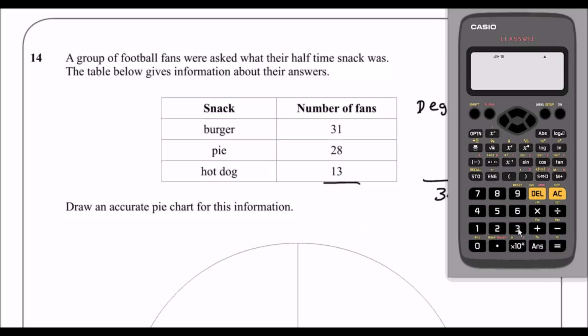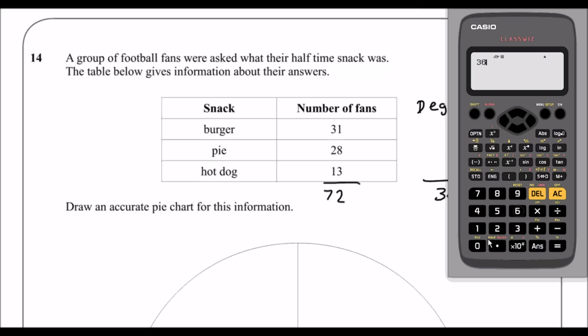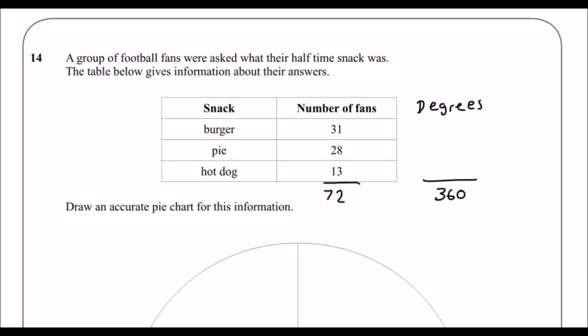So if we add up 31, 28, and 13, that's 72. So the number of fans in total was 72. The number of degrees in total is 360. So what do we have to multiply 72 by to get 360? 360 divided by 72 is 5. So we have to multiply the number of fans by 5 to get the number of degrees.